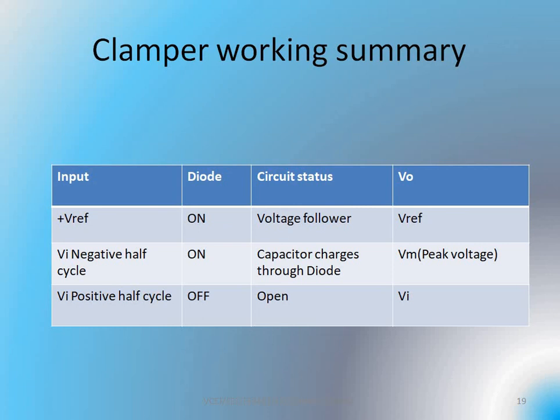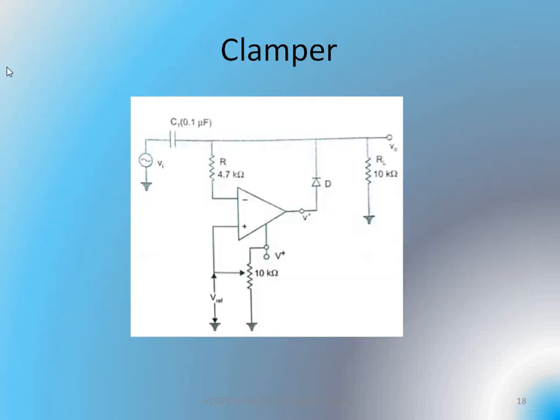When a negative half cycle is applied at its input terminal, that negative half cycle will charge the capacitor through the diode so that the output will be a maximum peak voltage Vm. And when a positive half cycle is applied, the circuit becomes open. So whatever we apply here, that value will be entirely carried out at its output terminal. So for negative, charging takes place. During positive, the circuit will be open. So this region will be open, it means that this signal will be directly connected to the output voltage.